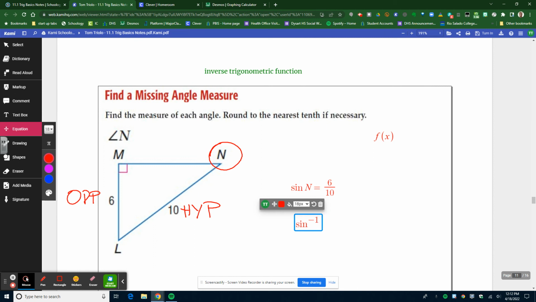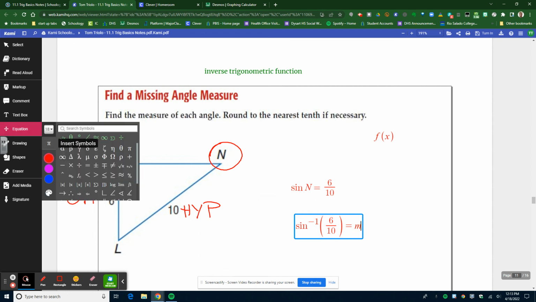I'm sorry, flip these around. 6/10 equals, whoa, hello. So let's use parentheses here. Equals, and I'm going to be real specific and proper, little m, go back to your equation editor. We're looking for the angle symbol, which is in the 5th line down towards the end.